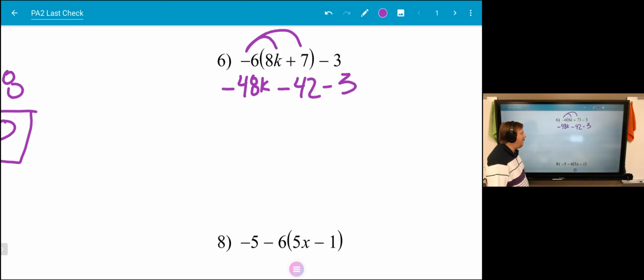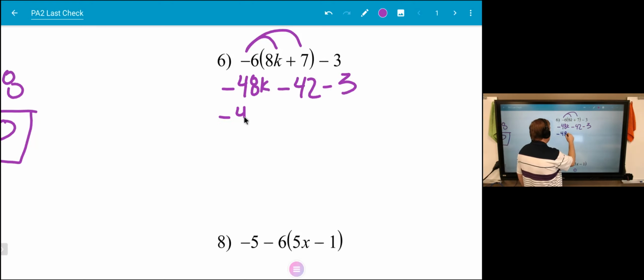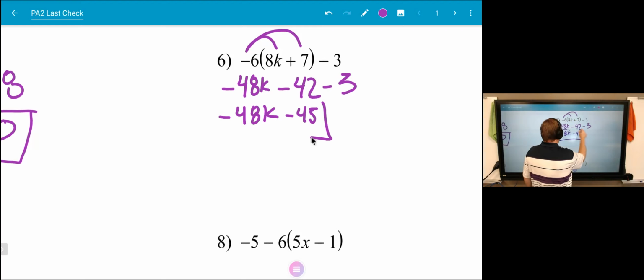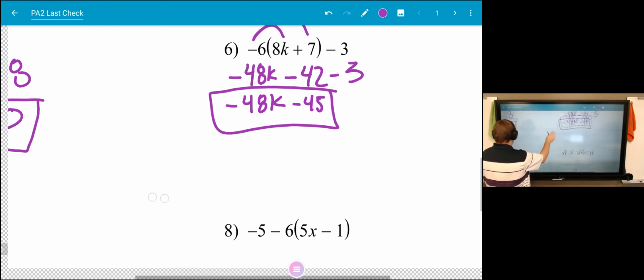Now I look, can I combine things? So I've only got one term with k, so negative 48k. I've got negative 42 minus 3. So I've got negative 42, I go 3 more negatives, so I'm going to put negative 45. There we go.